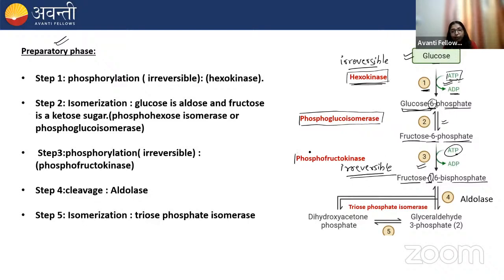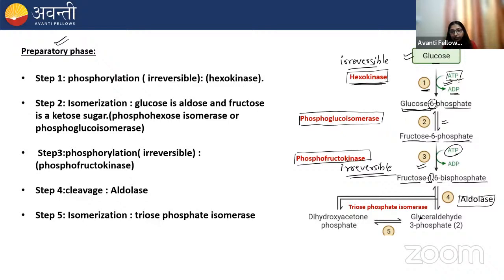And the enzyme involved is phosphofructokinase. Remember the name of the enzyme. Now this fructose 1,6-bisphosphate undergoes cleavage, and the enzyme involved is aldolase. Aldolase cleaves the fructose 1,6-bisphosphate into two compounds. Number one is glyceraldehyde 3-phosphate, and number two is dihydroxyacetone phosphate.